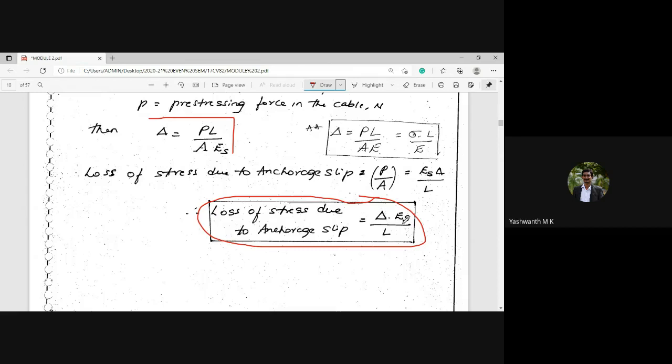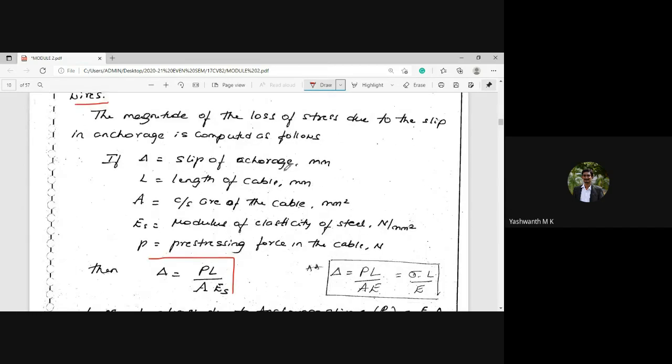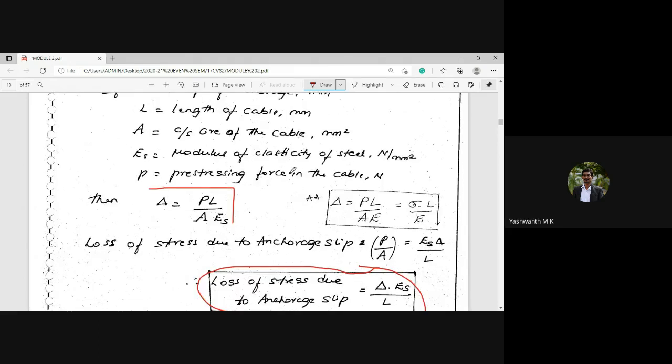In this formula, delta is the slip of anchorage in millimeter, L is the length of cable in millimeter, A is the cross-sectional area of cable in millimeter square, Es is the modulus of elasticity of steel in Newton per millimeter square, and P is the pre-stress force in the cable in Newton. As we know, the basic formula is anchorage slip equal to PL by AE, where E is the modulus of elasticity of steel.